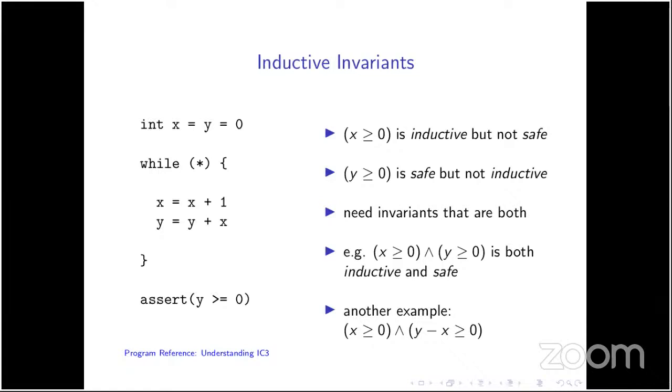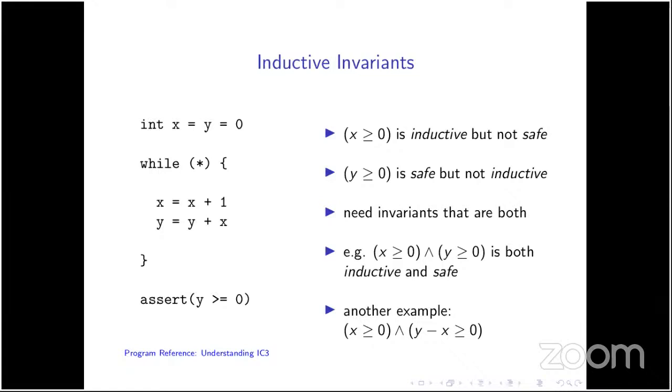I just want to add that I think that's because you can't assume anything about x. When you prove inductiveness of y greater than or equal to 0, you start from an arbitrary state in which y is greater than or equal to 0, which means x can be anything. So there is no guarantee that when you change y by adding x, y will still be greater than or equal to 0.